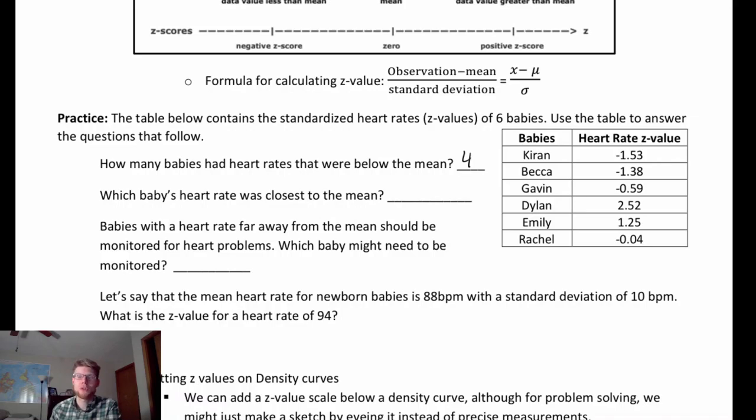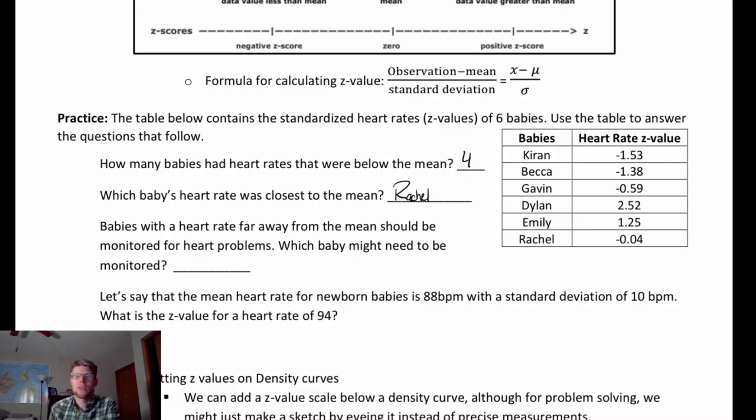Which baby's heart rate was closest to the mean? That's going to be the one that's closest to 0. So in this case, Rachel has the one that's closest to the mean. She is ever so slightly below the mean. She has 0.04 standard deviations below the mean.